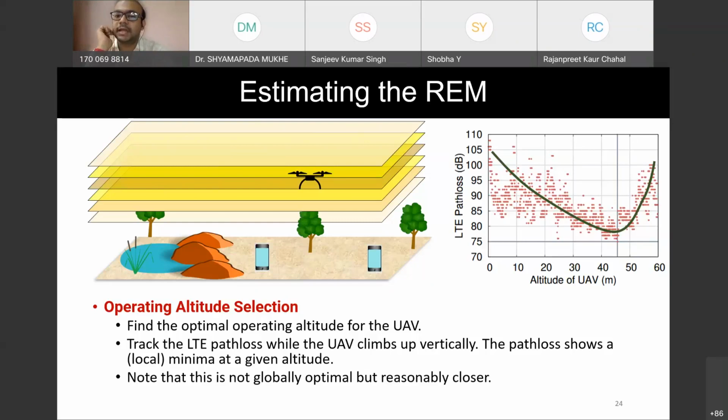That sort of gives us a clear idea of which 2D plane we should be able to explore now. So, track the LTE path loss while the UAV climbs up vertically. The path loss shows a local minima at a given altitude, and we should basically go and grab that particular local minima. And in most cases, if your terrain is not very complicated, it will also be a global minima. In some cases, you might actually be trapped in a local minima. In that case, you can shift to a different location and climb up. So all we care about in this stage is getting hold of the right value of altitude.